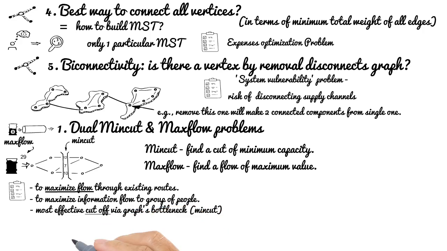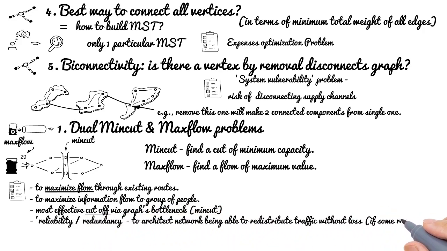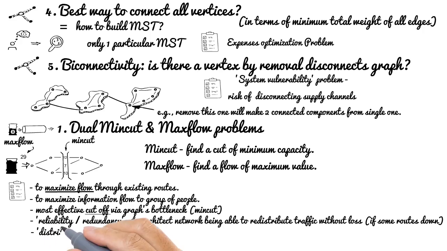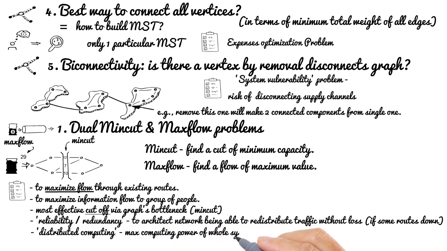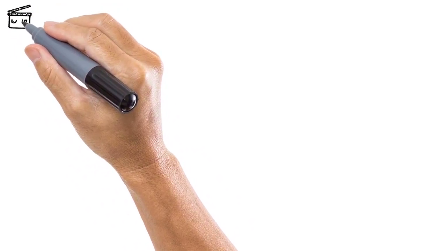which is a mincut. Network reliability redundancy problem: to architect a network which is able to redistribute traffic without any loss in case some routes with their max throughput are at fault or down. Distributed computing problem: to calculate the maximum computing power of the whole system. Distributed data mining problem as just one example. And many more flow and capacity use cases.